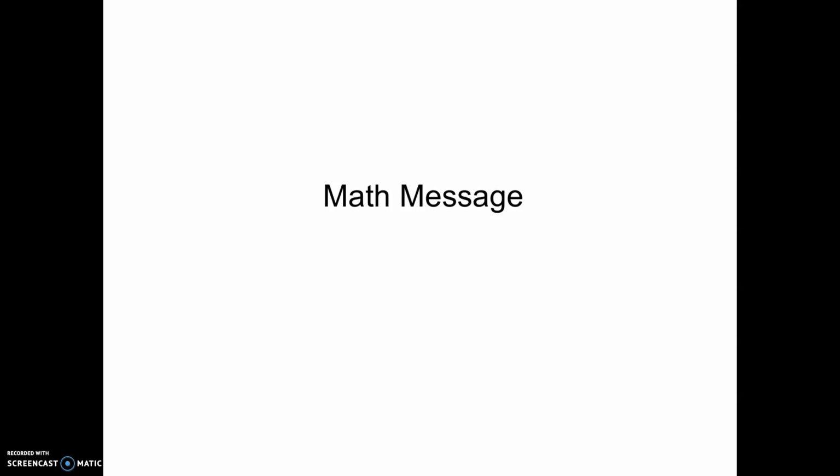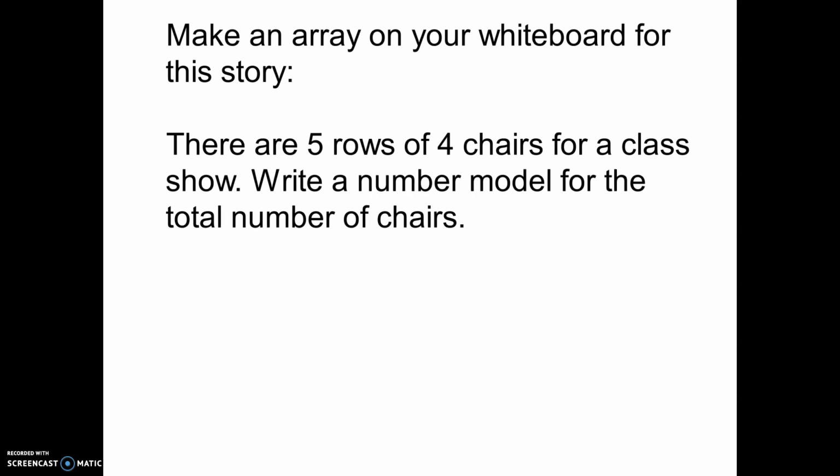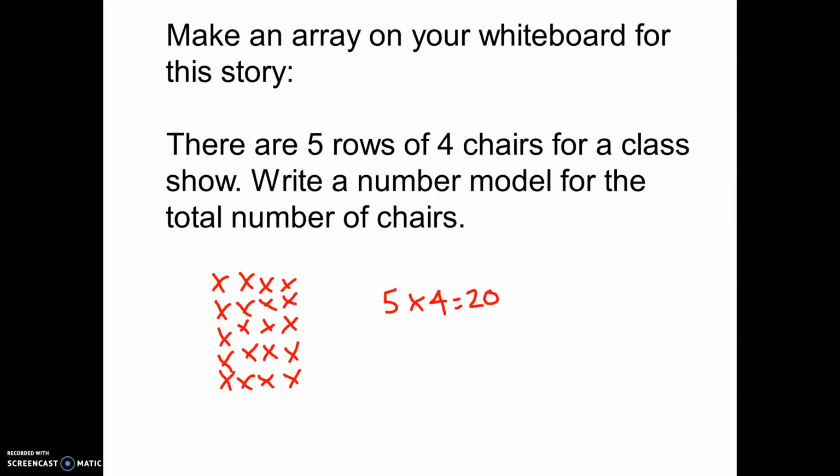Go ahead and erase those boards, and we're going to move on with our lesson and a little math message. So, this is going to look familiar. Make an array on your whiteboard for this story. There are 5 rows of 4 chairs for a class show. Write a number model for the total number of chairs. I'm going to pause the video while you make that array and write that number model. Okay, so your array should look like this. 5 rows, 1, 2, 3, 4, 5. 4 chairs in each row. That's an array for 5 times 4, which equals 20.